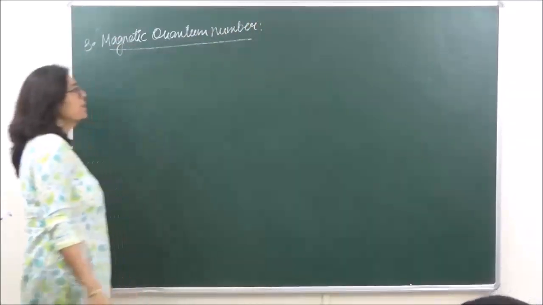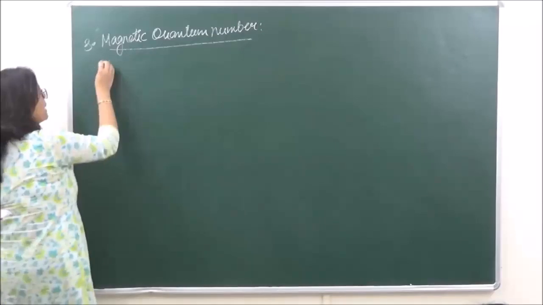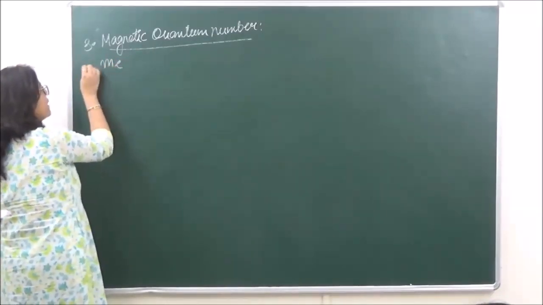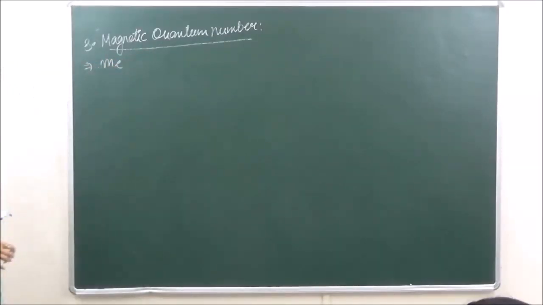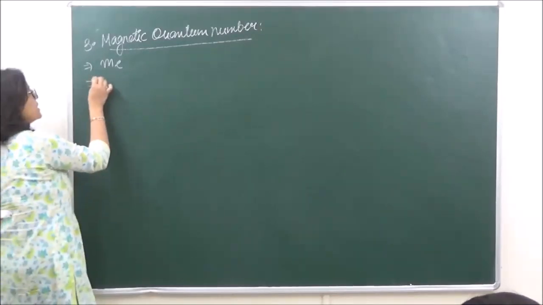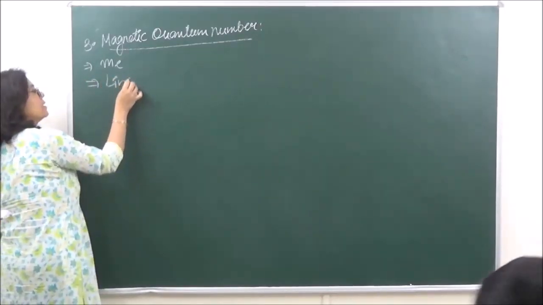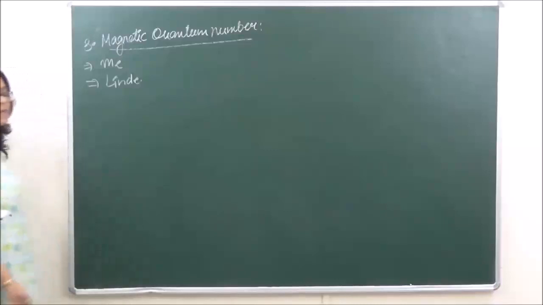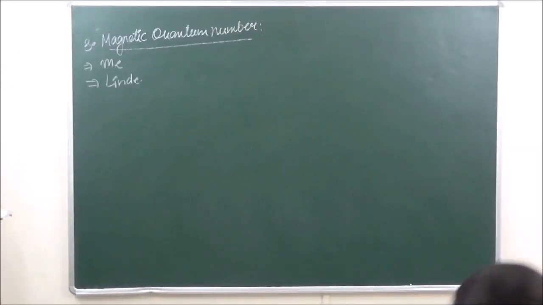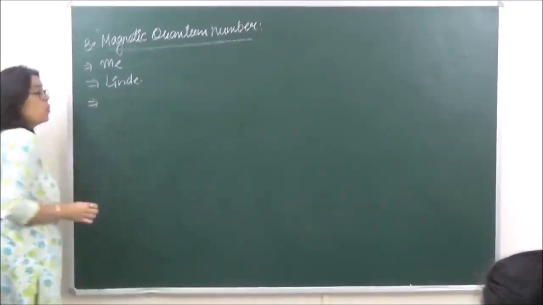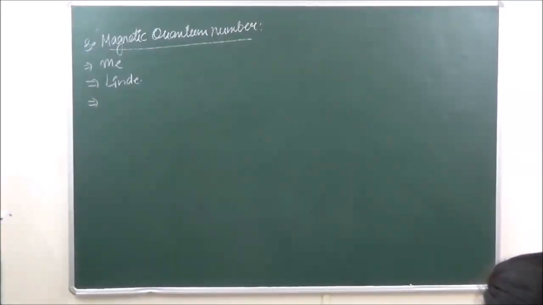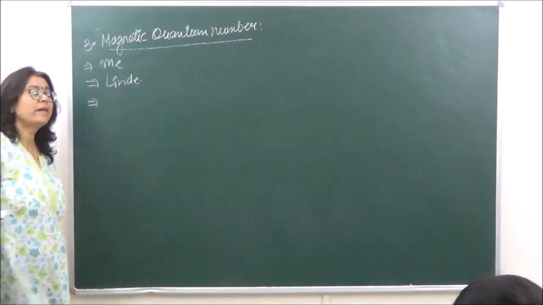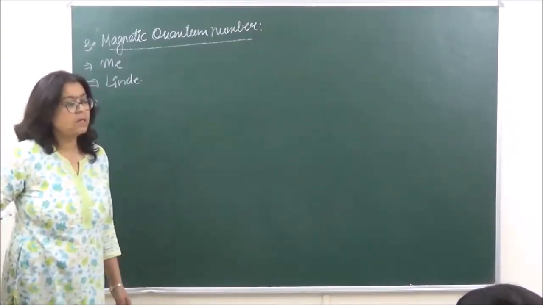Magnetic quantum number, that is denoted by ml, and the scientist who suggested this was Lande. Now the magnetic quantum number, basically it gives us what? We had seen that Bohr's model failed to explain the Zeeman effect, right?